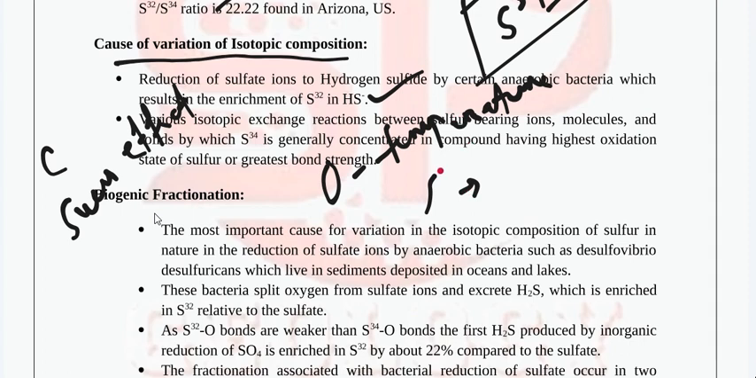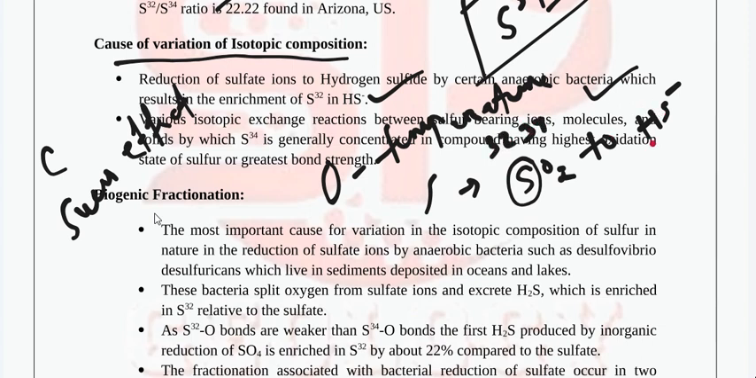Due to two factors. One is biogenic fractionation. Anaerobic bacteria decompose SO2 to HS minus, the hydrogen sulfide ion. Now, this SO2 to HS minus depends on which sulfur: S32 is breaking to HS minus or S34 is breaking to HS minus. That means this HS minus is HS32 minus or HS34 minus. This is the most important cause. We study this one only.